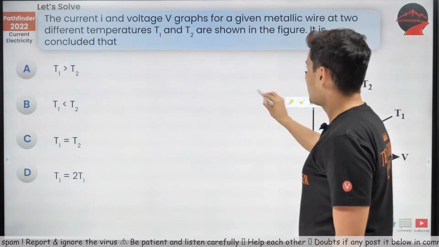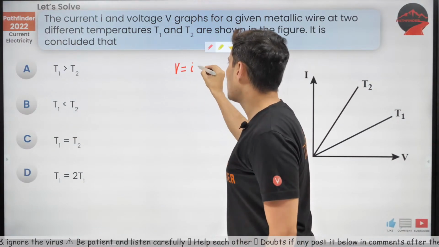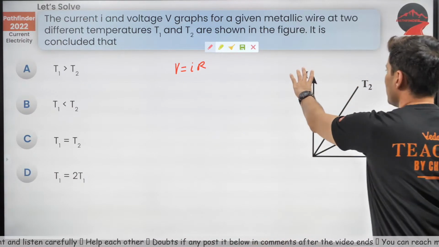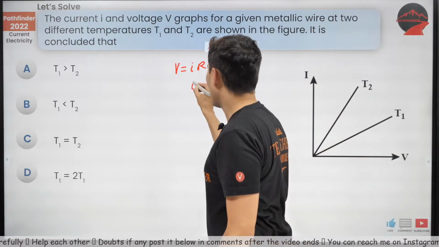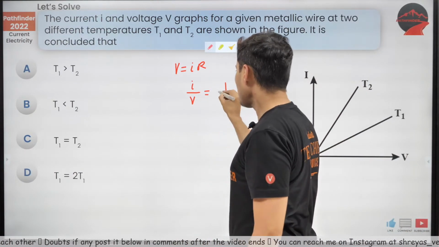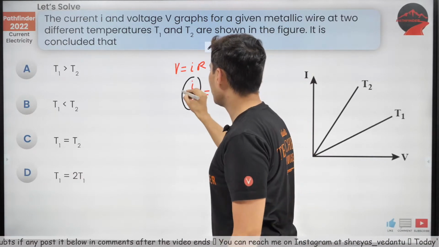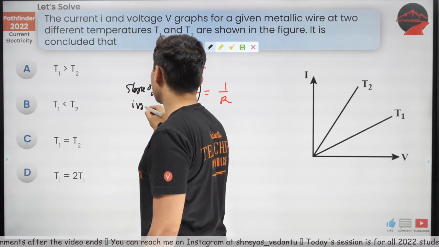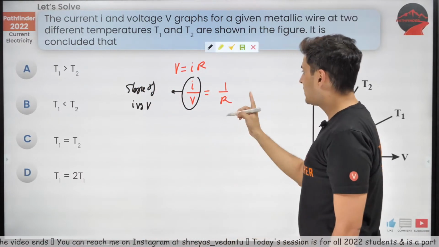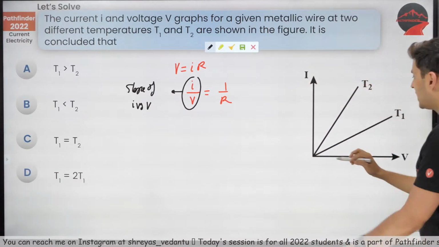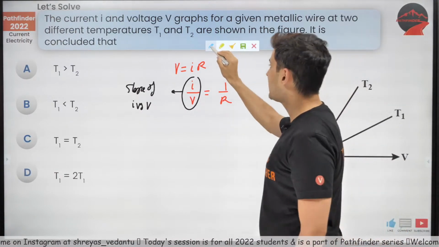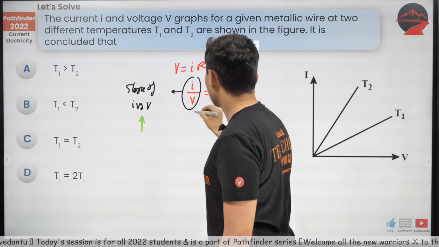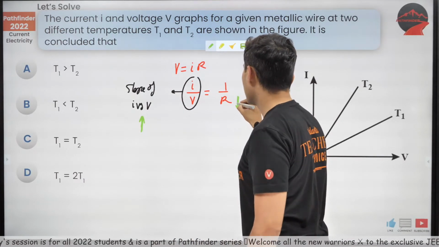See, if I write V is equal to IR, which is Ohm's law, just write it in a slightly different manner. Current is Y, voltage is X. So I by V will be 1 by R. Now what is I by V? It is nothing but the slope of I versus voltage. Now think carefully. In this scenario, the one which has more slope will have less resistance. Makes sense, guys?